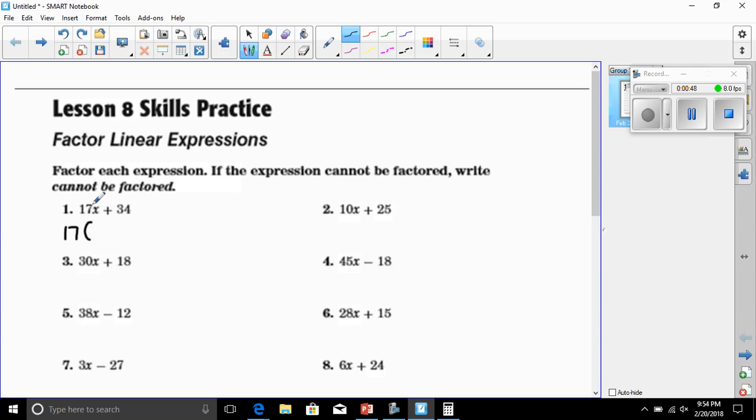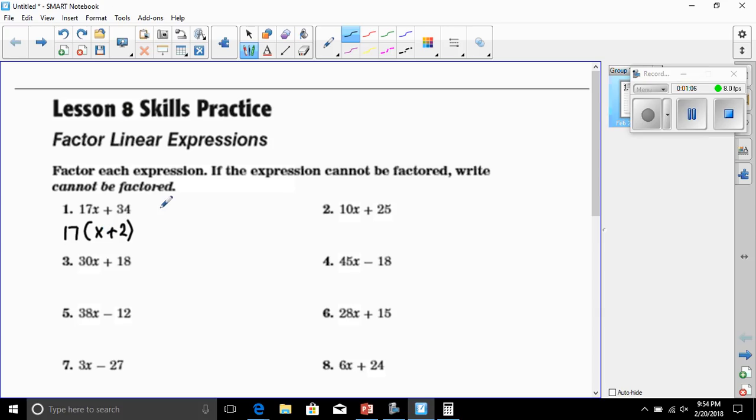What do we multiply 17 by to equal 17x? Well, only x. And then what do we multiply 17 by to get 34? That's going to give us 2. And we have 17 times x plus 2.